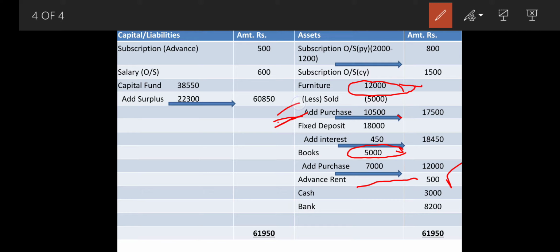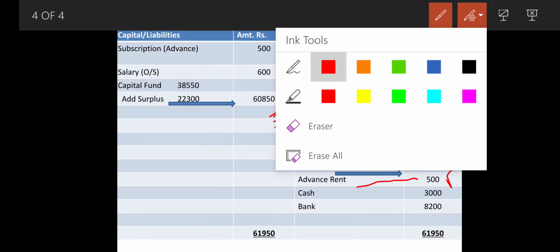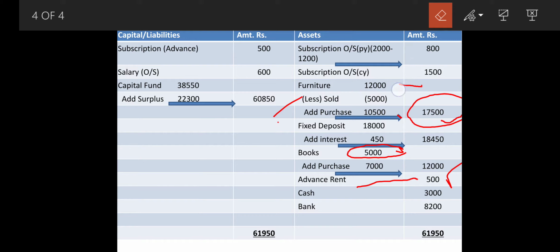Sale of old furniture. Have you seen that? Over there it is mentioned book value. So write down less sale. You have to write down book value only, 5,000. So ultimately your solution will be like this: 12,000 plus 10,500 minus 5,000. Ultimately outer column gives you 17,500. Clear? Any question? Another effect for loss on sale of furniture will also be reflected in income and expenditure.